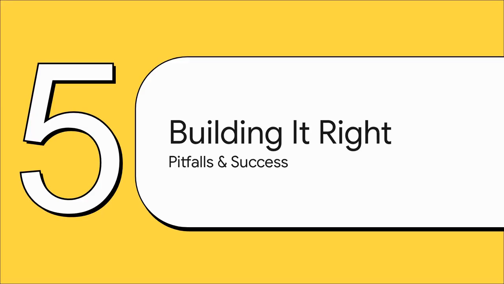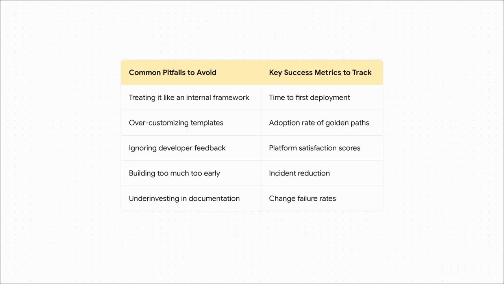The vision is so powerful, right? But actually building an IDP, that's a journey. So for our last section, let's look at how to build it the right way, focusing on what you should do, and just as importantly, what you should definitely avoid. So over on the left, you see the traps. Don't treat your platform like some rigid internal framework that nobody wants to use. Definitely don't ignore developer feedback. It's a product, remember? And please, don't try to build everything all at once.